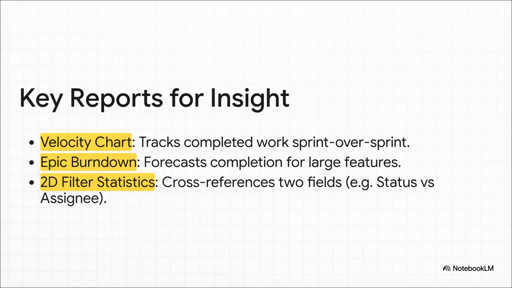Now, Jira comes packed with some really powerful reports. First, there's the velocity chart, which helps you understand your team's capacity and consistency from one sprint to the next. Then, there's the epic burndown, which is essential for forecasting when a big feature will actually be finished. And a personal favorite of mine is the two-dimensional gadget, which basically lets you build a pivot table right on your dashboard. It's perfect for seeing who has what work in which status all at a glance.